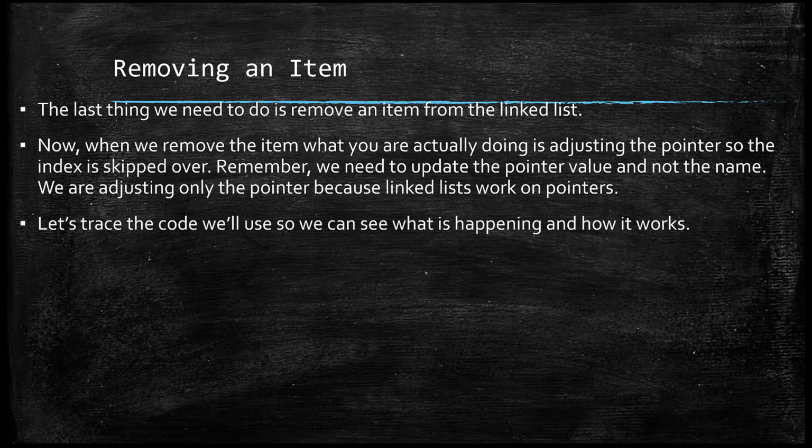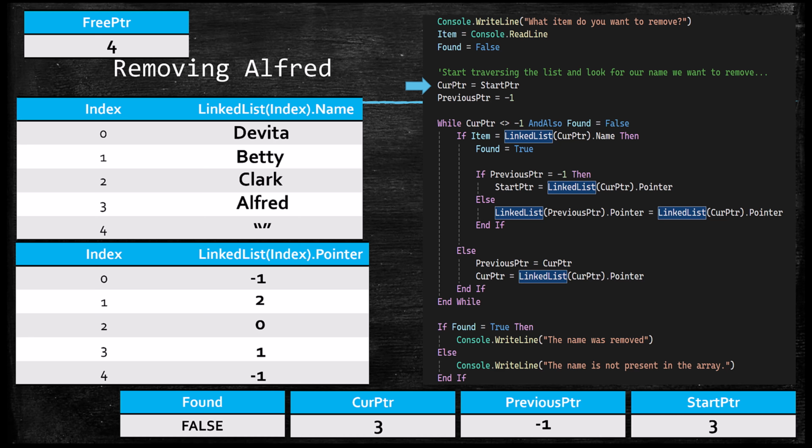So we're going to trace the code we'll use so we can see what is happening and, more importantly, how it works. It's not about having the code, it's about understanding that code. So let's go ahead and remove Alfred. Let's start with him. We added him. Well, let's remove him. The first thing we need to do is take our start pointer and load it up into our current pointer. We have done that. Then we need to load -1 into our previous pointer, and I have done that here.